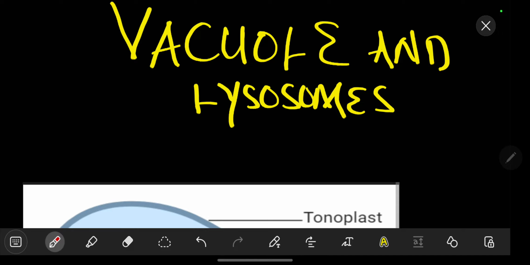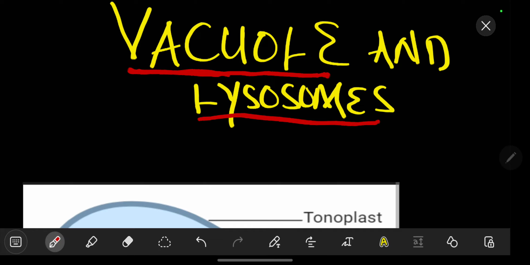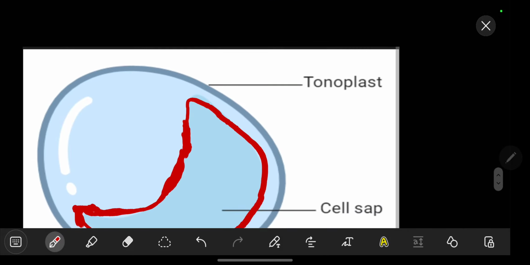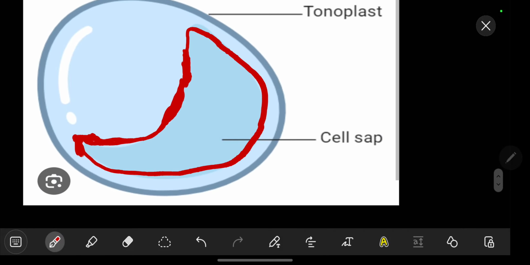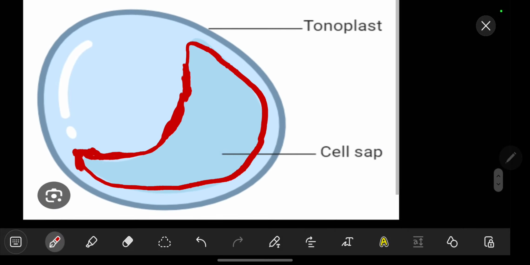So we are going to be looking at our vacuole and the lysosome. The first thing that we are going to look at is our vacuole. One thing that you must know is that the vacuole is found predominantly in plant cells, while the lysosome is found in animal cells. So the vacuole has a number of important functions.